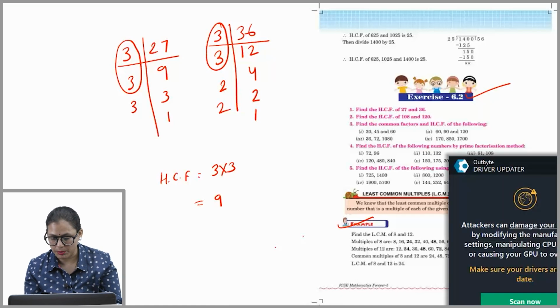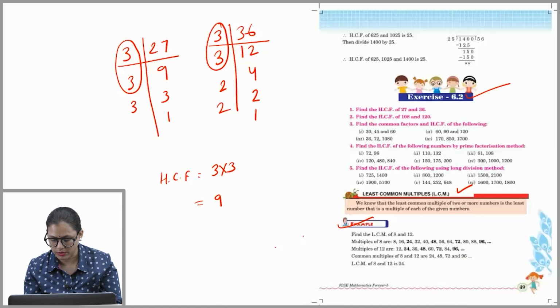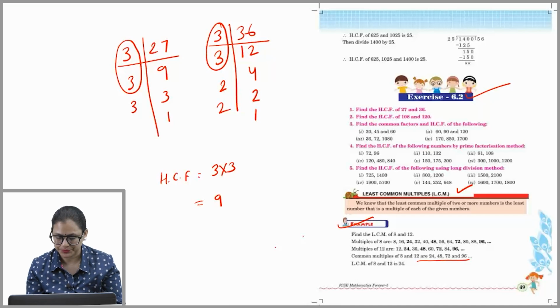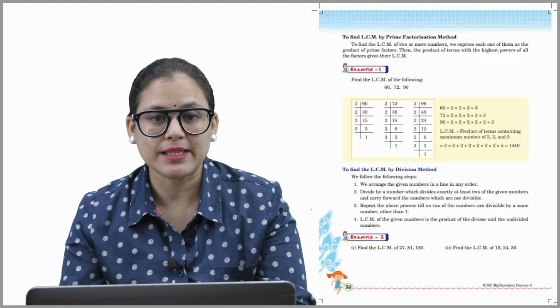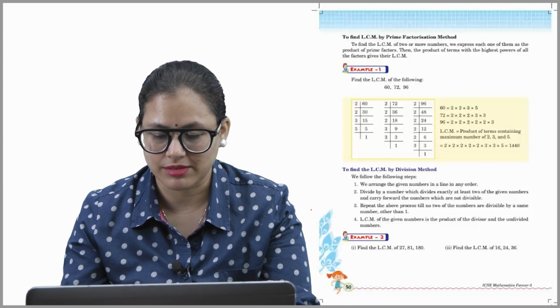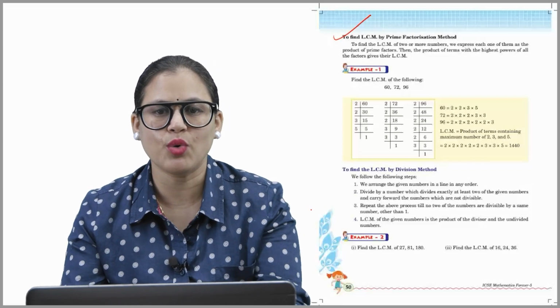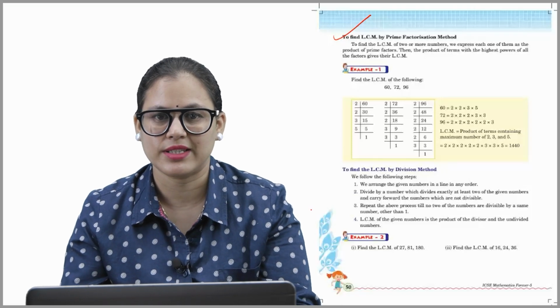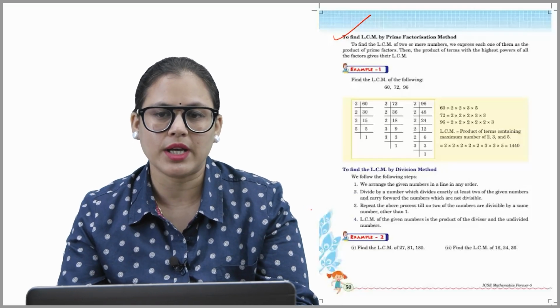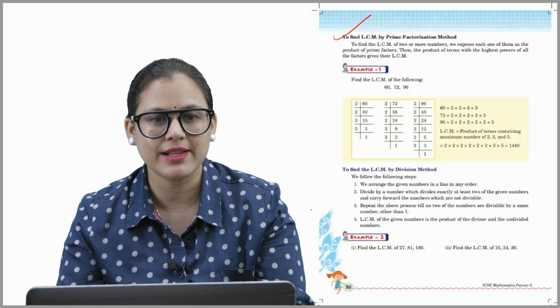And among these common multiples, we have to find which one is the lowest. Obviously, out of these, 24 is the lowest. That means the LCM of 8 and 12 is 24. Okay. To find the LCM by prime factorization method: to find the LCM of two or more numbers, we express each one of them as the product of prime factors. Then the product of terms with the highest powers of all the factors gives their LCM.